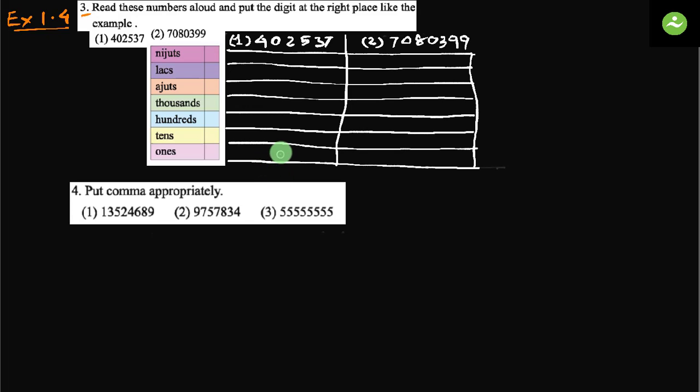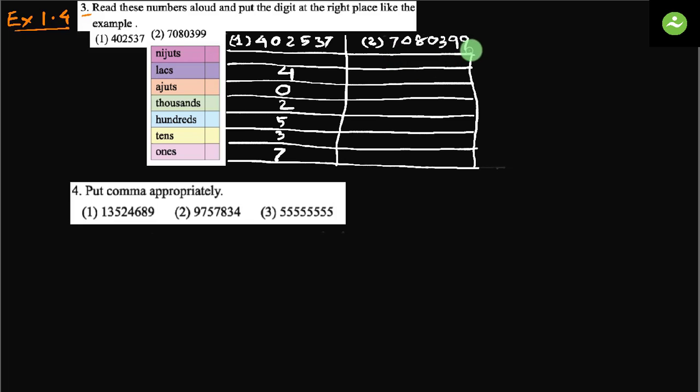7 is on ones, 3 is on tens, 5 is on hundreds, 2 is on thousands, 0 is on ten thousands, 4 is on lakhs, and that's all. After 4, there is none. No more digits to write on the place of ten lakhs. 1, 2, 3, 4, 5, 6, six digits. 1, 2, 3, 4, 5, 6, gone.